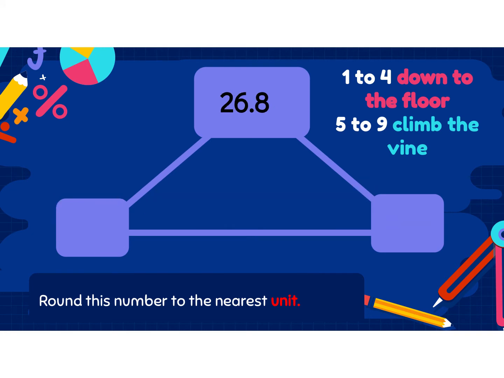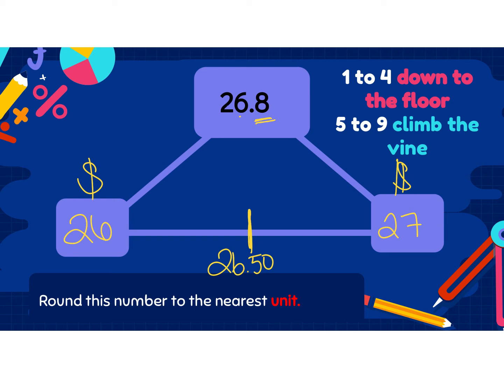Let's go to 26.8. If we're rounding to the nearest unit, this is the nearest unit, so our 10th is the bossy one. Since 8 is between 5 and 9, we climb up the vine. So what we're asking is, is 26.8 closer to 26 or closer to 27? If we were to plot right in the middle here, this would be 26.50. So you can sort of think of it as, this could be $26, this is $27.